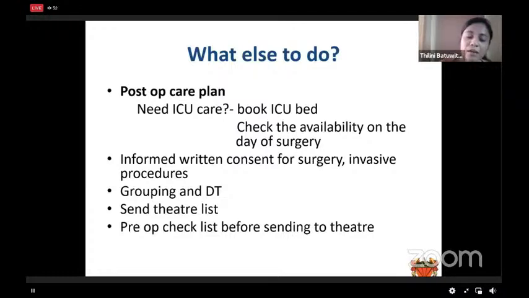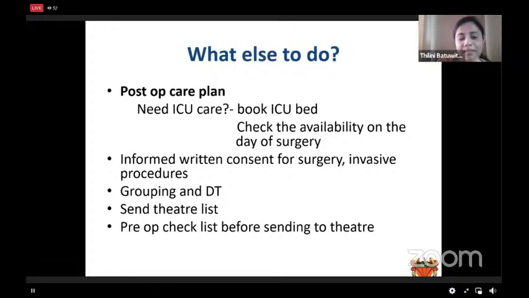For a patient coming for a cesarean section with placenta percreta, where there is postpartum hemorrhage risk, we may need not only blood, but blood products as well to be reserved. So this is basically the house officer's responsibility. Once it's ordered, you have to make sure that DT is available before sending the patient to the theater.